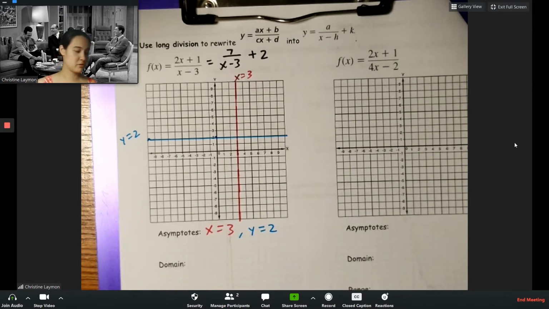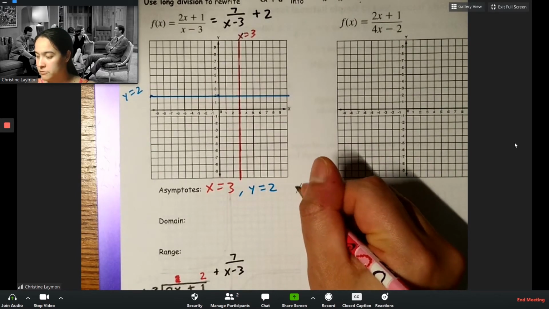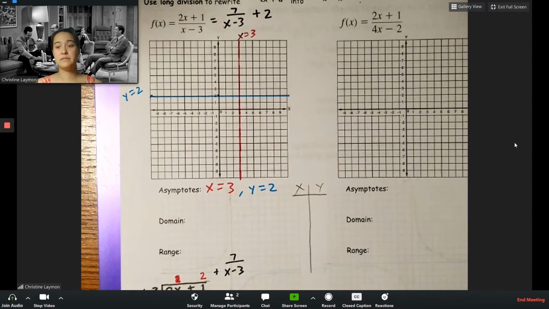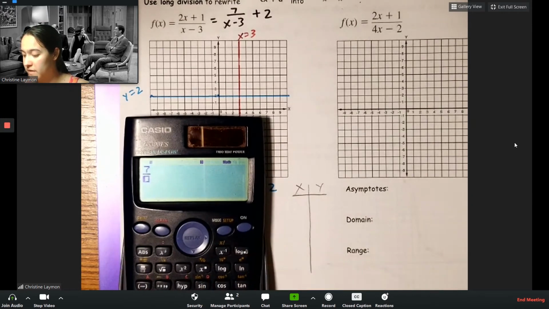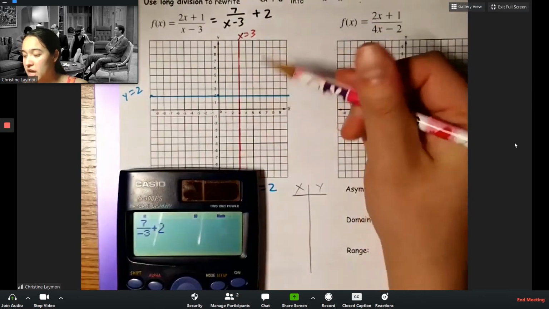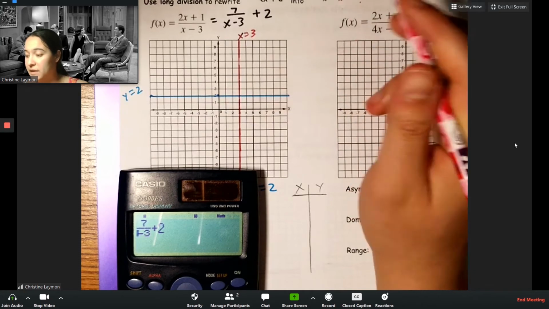All right, let's go ahead and make our sketch. And again, for our purposes right now, I'm still going to have us make a table. I'm going to slide this up and put it right here. So x and y. And notice that I can use either function, but it's going to be easier to type in if I use the second one. So I'm going to have 7 over some value minus 3 plus 2. And for that first value, again, I'm going to check to the left of the asymptote, to the right of the asymptote. I'm going to do the right side first.